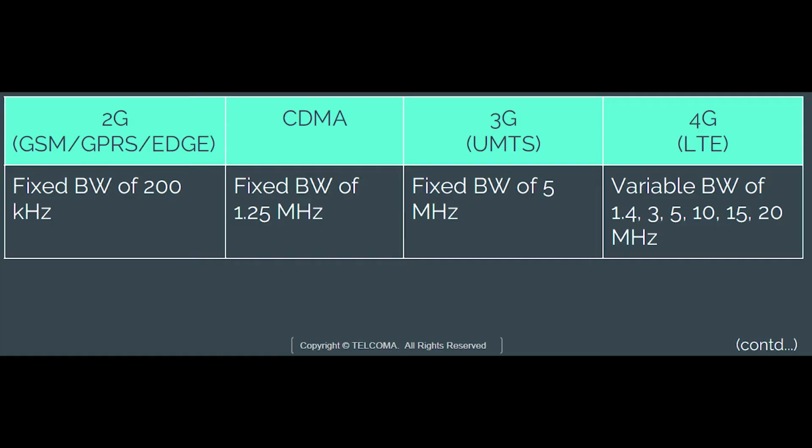Before I explain further about carrier aggregation, we have to know about carrier bandwidth. This is the bandwidth of every technology. 2G has 200 kHz, CDMA has 1.25 MHz, 3G has 5 MHz, and 4G has many bandwidth options like 1.4 MHz, 3 MHz, 5 MHz, 10 MHz, 15 MHz, and 20 MHz. And this is the bandwidth that will be aggregated. So if the bandwidth is aggregated up to 100 MHz, the data rate can increase.